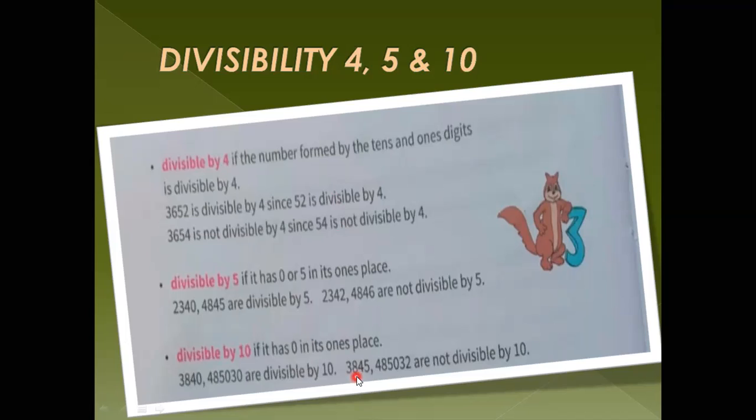Whereas if you take 3845, you see the ones place has 5. So this number is not divisible by 10. Next one is 4,85,032. Here also in the ones place you have 2. So this is not divisible by 10.